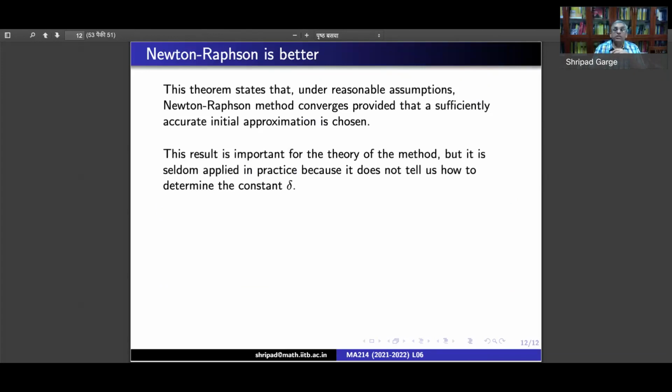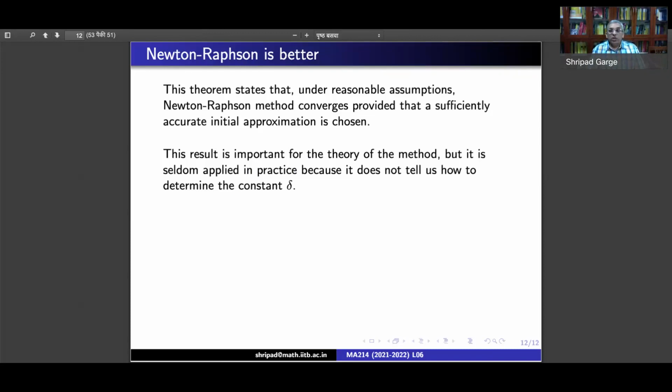Although it is important theoretically, it's not really applied in practice, because we don't know how to compute this constant delta. This constant delta depends on the function value at p and the derivative value at p. Because once f prime is non-zero at p, there is a small interval around that point p where the modulus of f prime remains non-zero, and that's where we get the delta from. So it is only a theoretical result. It guarantees the existence of delta, but it doesn't tell how this delta can be computed.